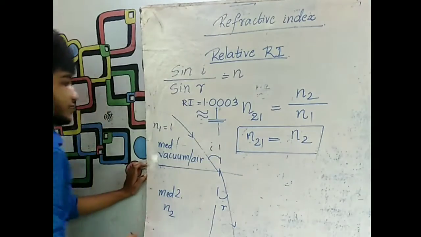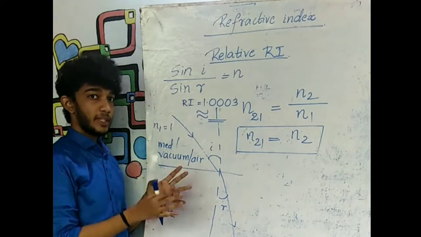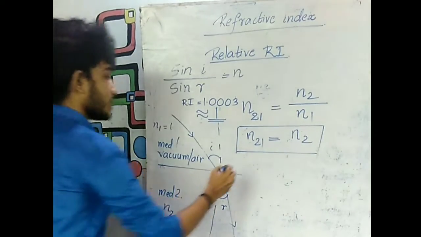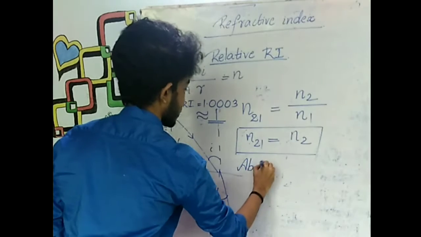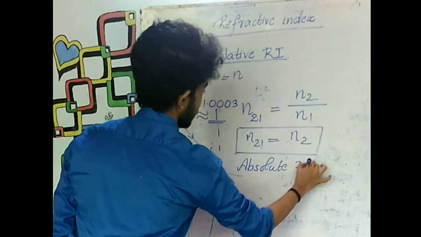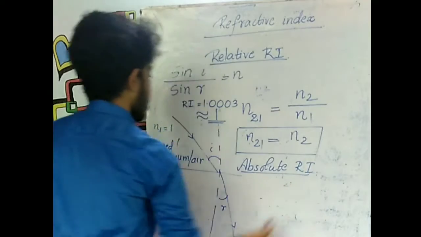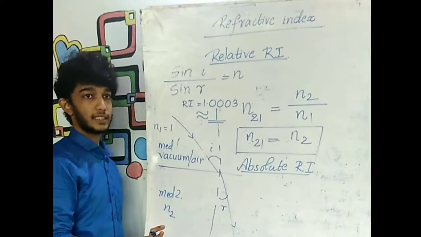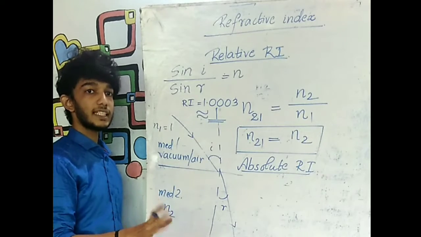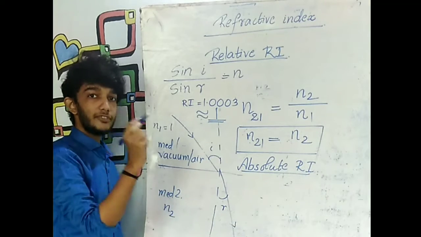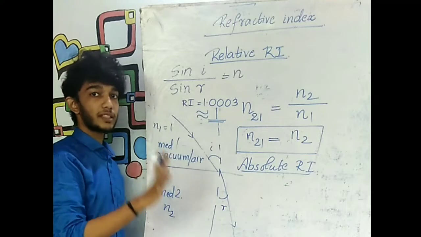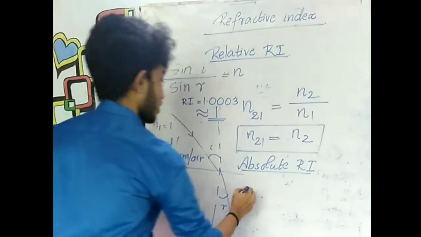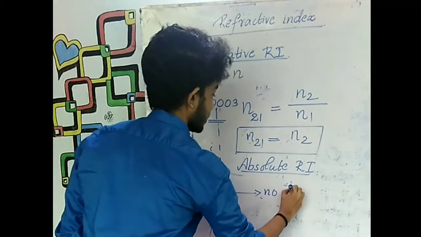And this refractive index, where the refractive index of a medium is expressed with respect to vacuum or air, is known as absolute refractive index. Or simply we can call this absolute refractive index as refractive index itself. Refractive index, simply, if you are saying it, is absolute refractive index of that medium with respect to vacuum or air. And one important property to note is refractive index has no unit.